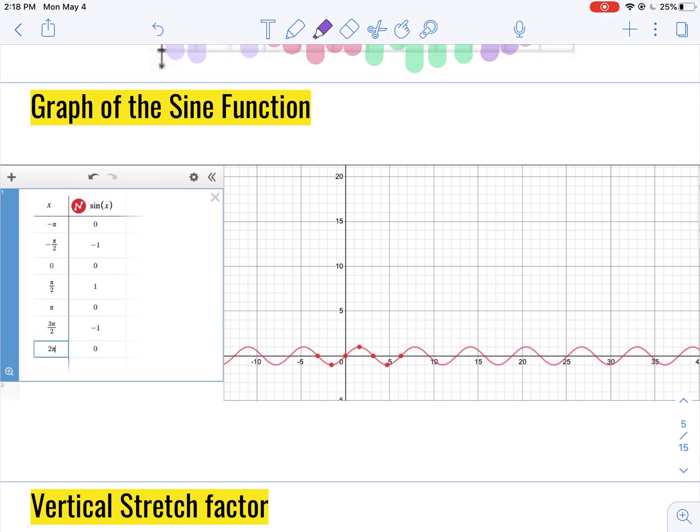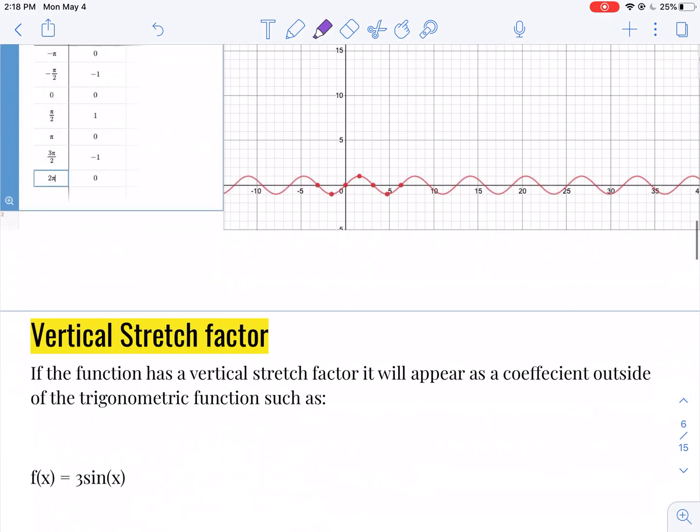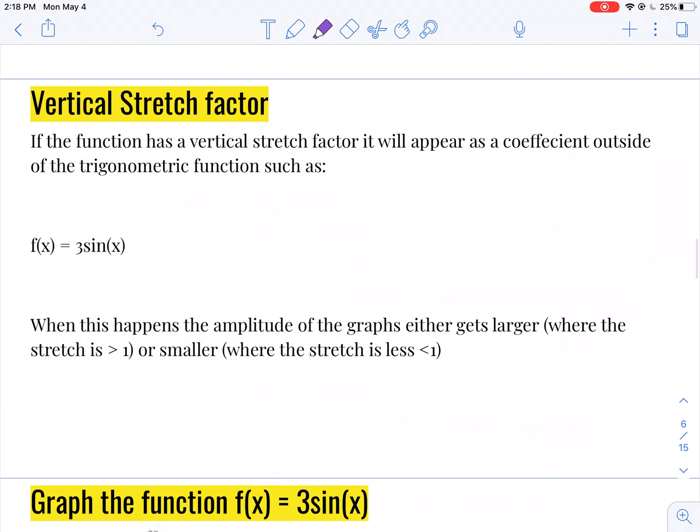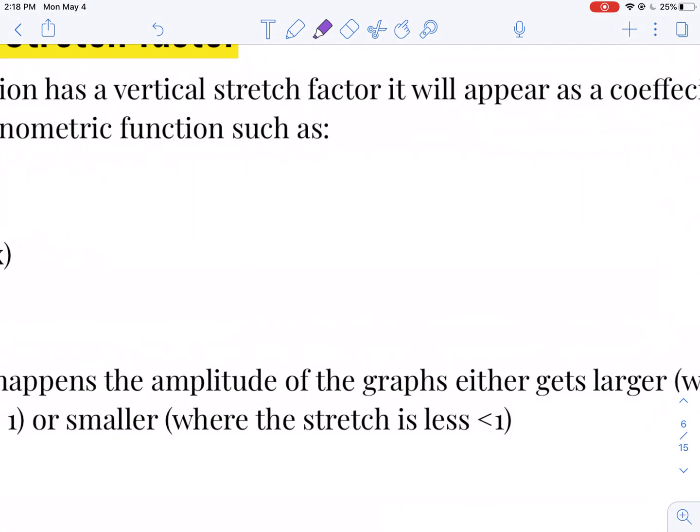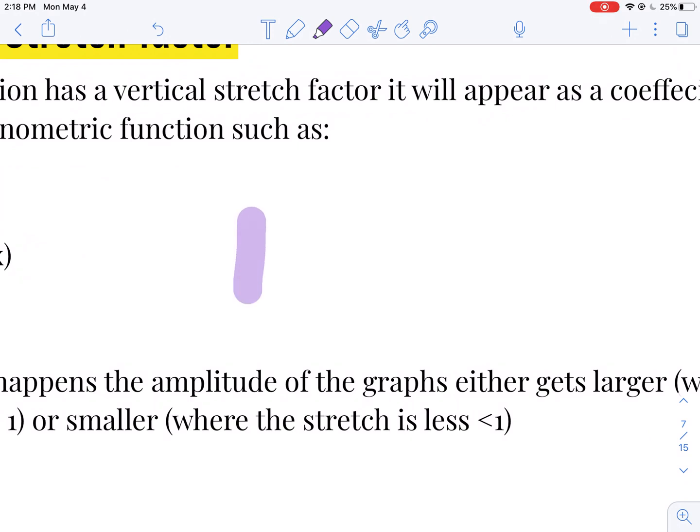Now, this is what the sine graph looks like when it repeats over and over. Now, the vertical stretch factor, if you have a vertical stretch factor, it appears as a coefficient outside the trigonometric function. So for example, we've got f of x is equal to 3 times the sine of x. So that's outside of it, and it changes the amplitude of the graph. Now, what is the amplitude?